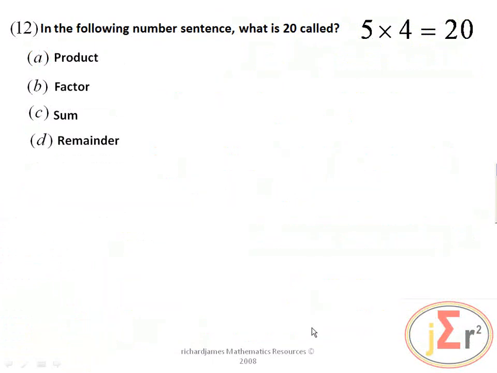In the following number sentence, what is 5 called? The multiplicand. And the 4 is the multiplier. And this one is the product, which is the result of multiplication. So we have the multiplicand, the multiplier, and the product.